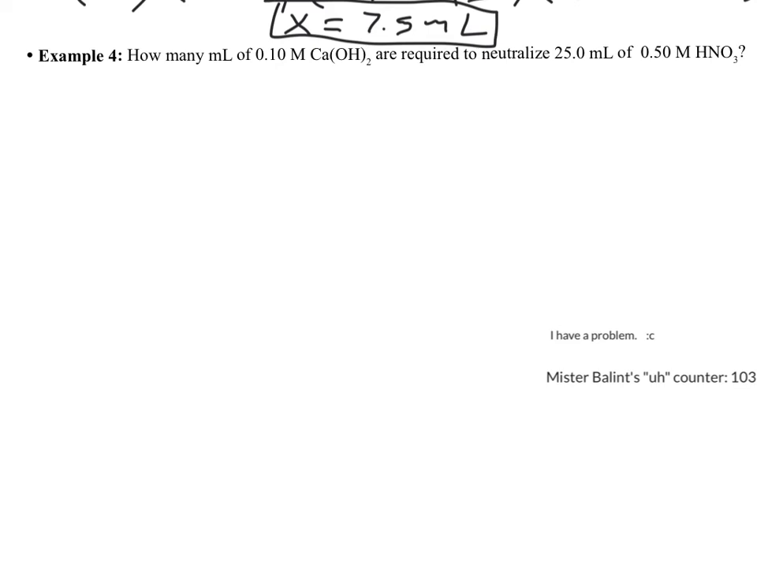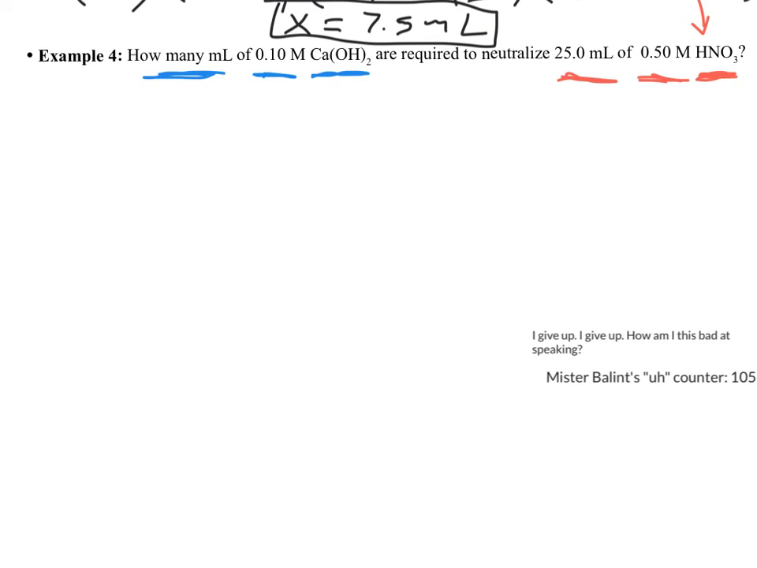It says how many milliliters of 0.10 molar calcium hydroxide are required to neutralize 25 milliliters of 0.5 molar HNO3. Again, there's a lot of stuff in here. I'm just going to start by labeling everything. I can see that this has OH in it. That's going to be our base. That looks like my molarity, and it's saying how many milliliters, so that's the volume that I need to find. If I go all the way over here, HNO3, that would make that our acid because there's an H at the front there. That's my molarity, that's my volume. All I gotta do is now plug them into the formula.